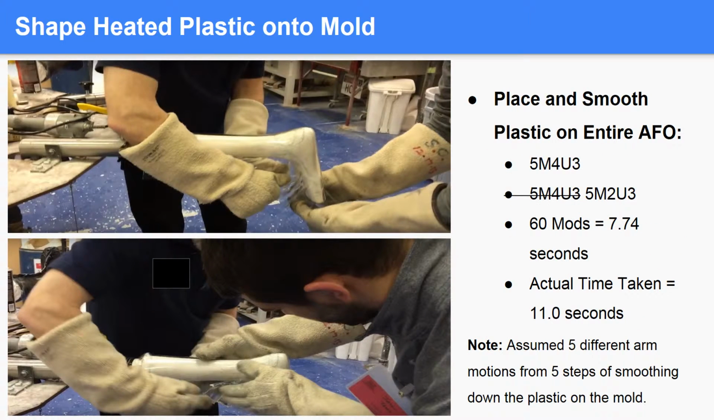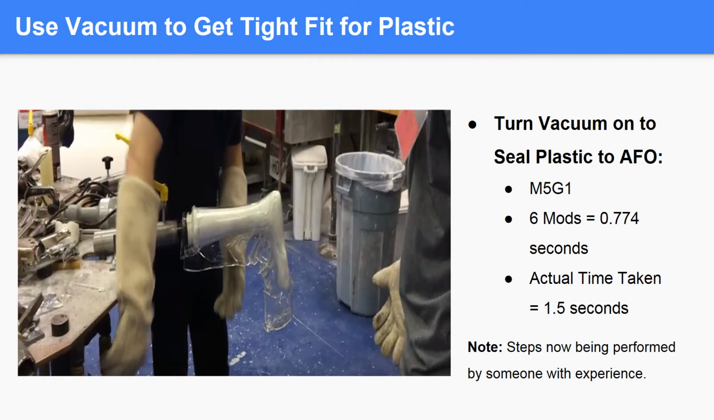Then I placed the entire heated plastic on the AFO and then smoothed it down initially, which required several back and forth motions reflected in the MODAPS code. This actually took 11 seconds when MODAPS believed it would take 7.74 seconds. I turned on the vacuum in order to get a tight vacuumed fit for the plastic, which took 1.5 seconds with modular time of 0.774 seconds.